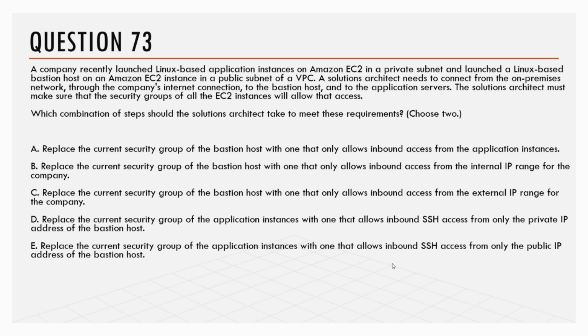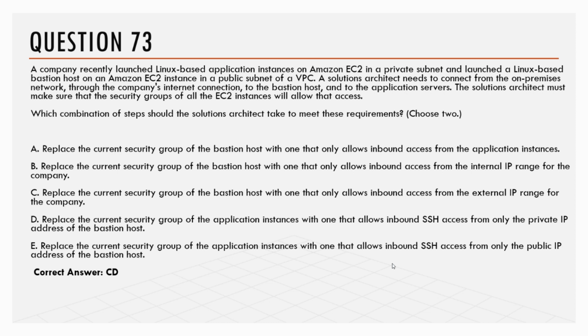Option D, replace the current security group of the application instances with one that allows inbound SSH access from only the private IP addresses of the Bastion host. Option E, replace this current security group of the application instances with one that allows inbound SSH access from only the public IP address of the Bastion host. And the correct options are C and D.